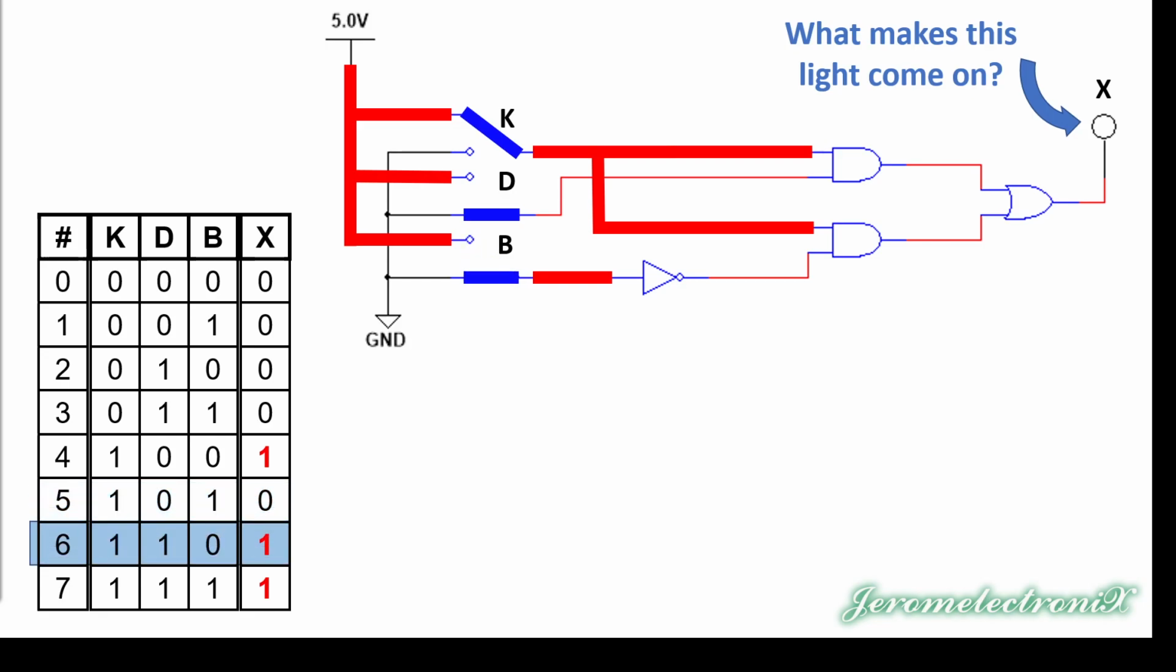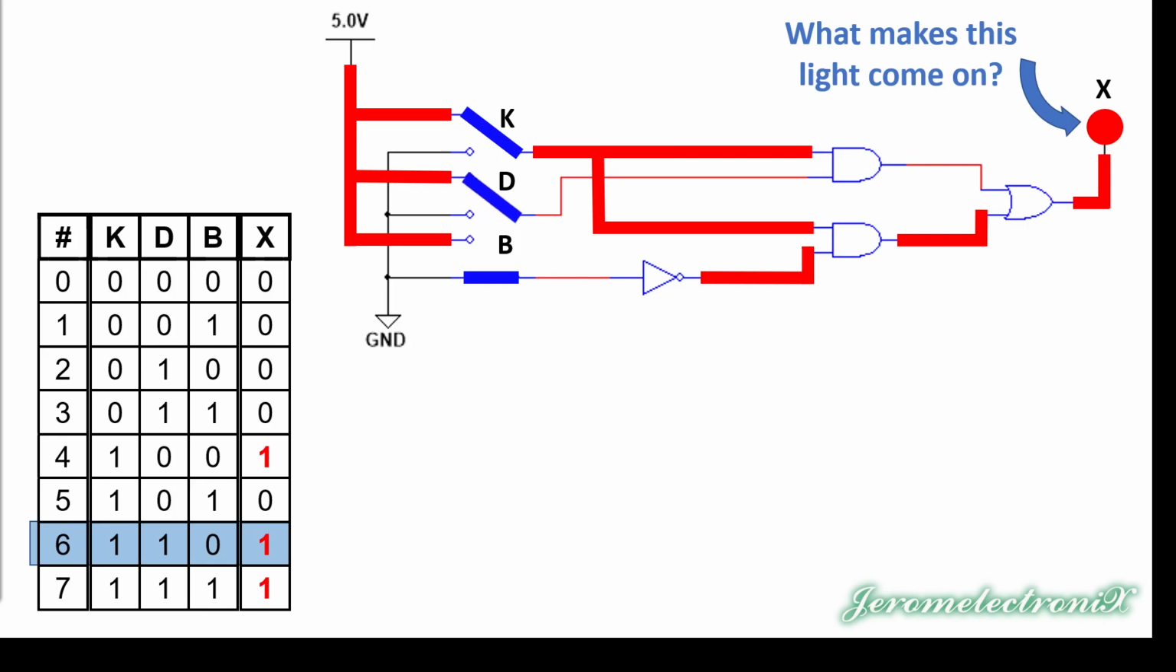In this one, I've turned off the B line, which depressurizes before the NOT gate, but pressurizes after the NOT gate. And for that reason, since K is still on, we've got a 1 times 1 in the lower AND gate. That results in a 1, and 1 plus 0 actually is a 1, and that activates the LED.